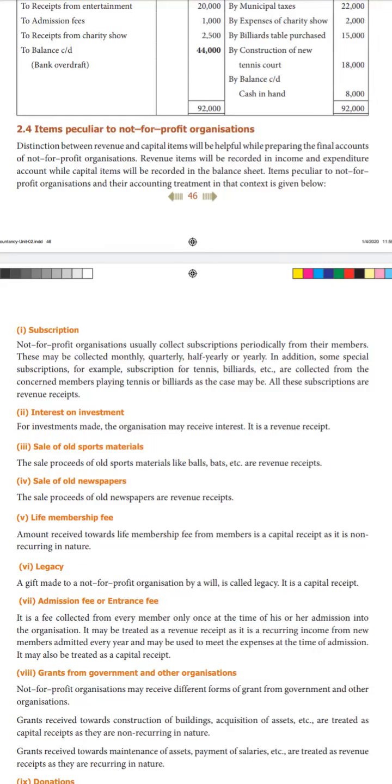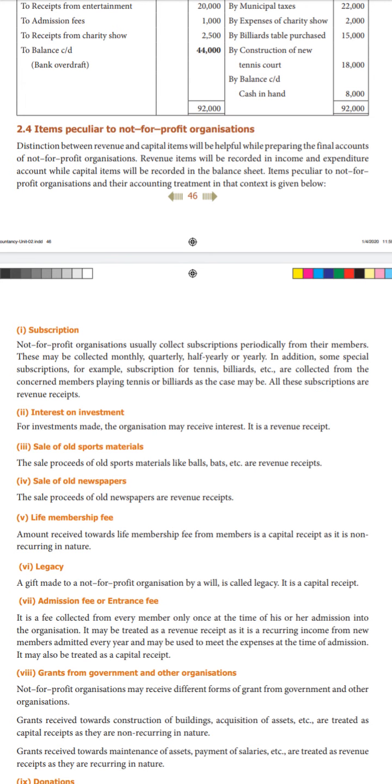So here, items or the accounts which are related to the not-for-profit organization is the next topic. Okay. So now, why do we need to know this difference between the revenue item and the capital item? Till now in the receipt and payment account, we have been entering both the capital and also the revenue items, right?